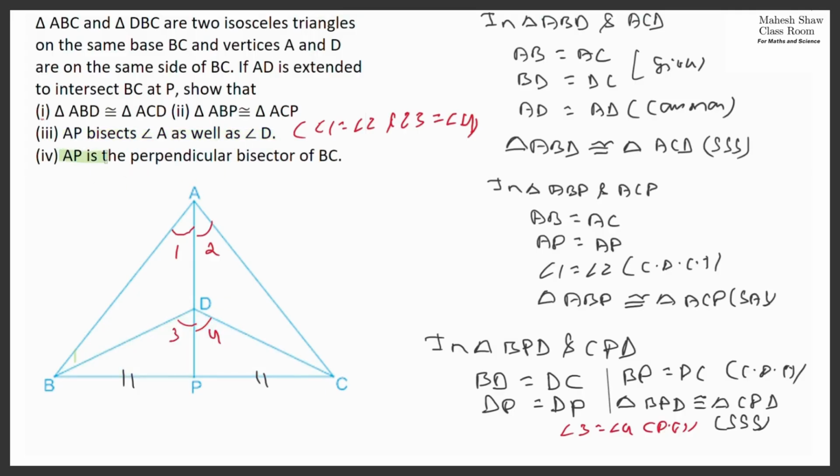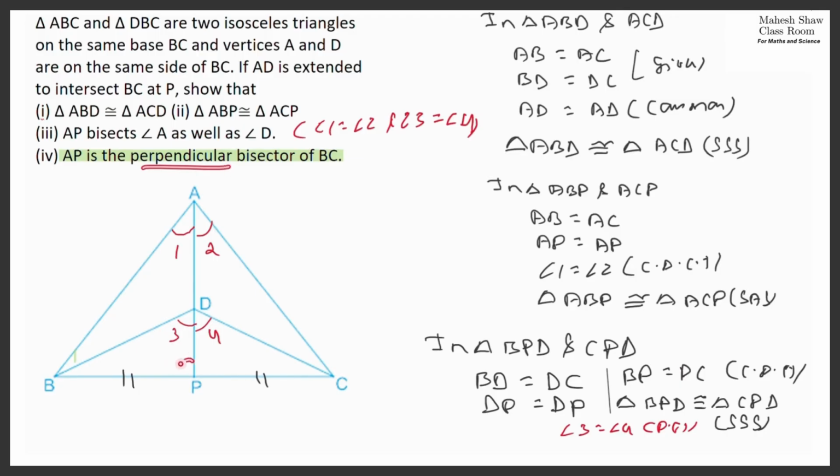Now in the last and the final part, we need to show that AP is the perpendicular bisector of BC. So what does it mean? Well, ignore the word perpendicular for now. We have already proved AP is the bisector of BC. As you can see, we have proved BP equals PC, right? That means AP is bisecting BC. So this part is already proved, that is BP is equal to PC. Yeah, it's over here, right? But then we have to prove this perpendicular as well.